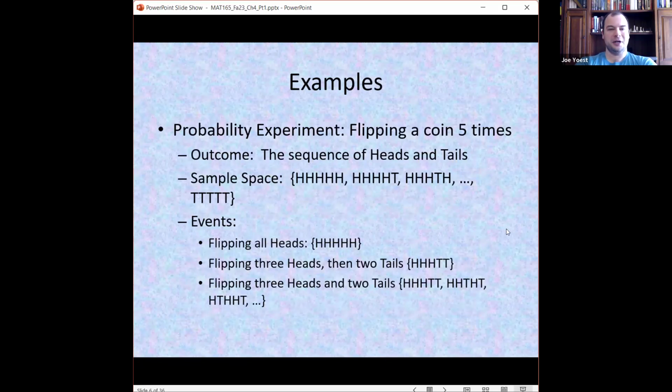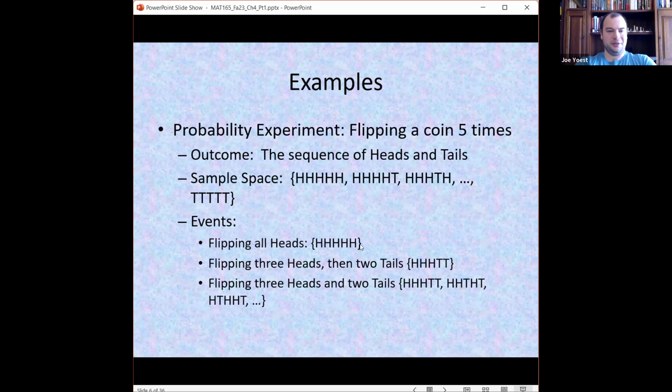Another example, our probability experiment is flipping a coin 5 times. And maybe we consider the outcome the sequence of heads and tails. So what was the first flip, the second, third, fourth, and fifth flip? So I could have 5 heads. I could have 4 heads, then a tail on the 5th flip. Or I could have 1 tail on the 4th flip and the rest heads. Those would be different outcomes in the sample space because I'm considering the unique sequences of heads and tails, not just the number of heads on 5 flips. That would be a different sample space.